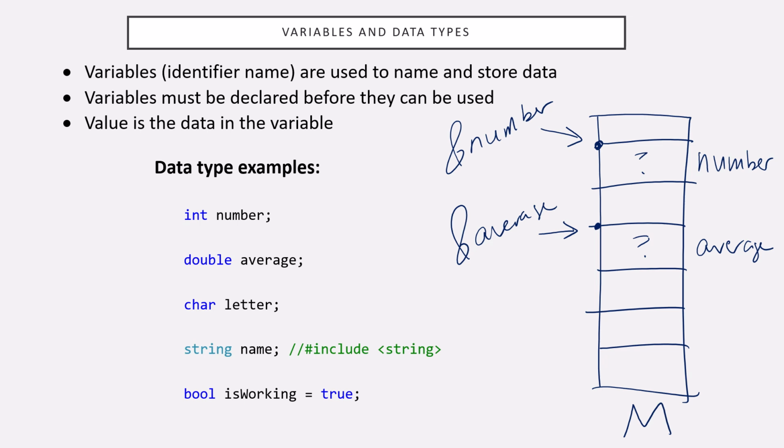You have a letter up here. Maybe letter would be stored up here. Again, it hasn't been given any value, but we have an address for our letter. And bool is the same thing, but a string is stored differently. You must include string to use string, and it's actually stored as a character array, which will be demonstrated in the next slide a little neater.